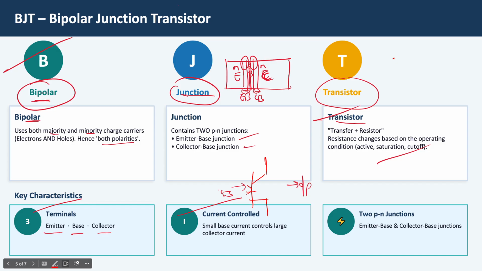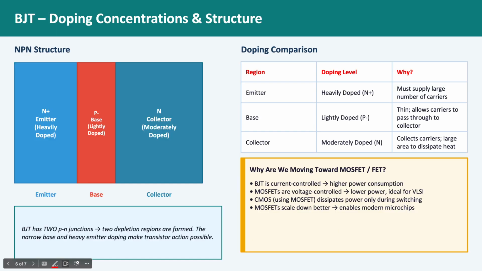The applied base voltage is low, but the output power to be collected is large. So by using a small input voltage, we are going to control the output current. That's why it is a current control device. By current, we are controlling the output current. So there are two junctions we already discussed, emitter base and collector base.